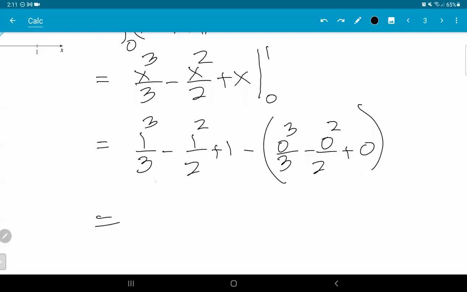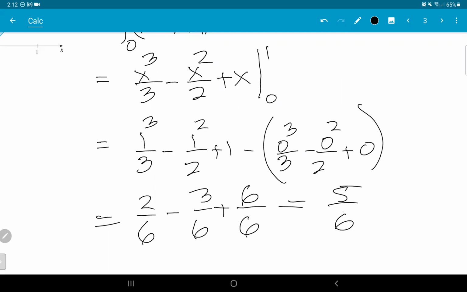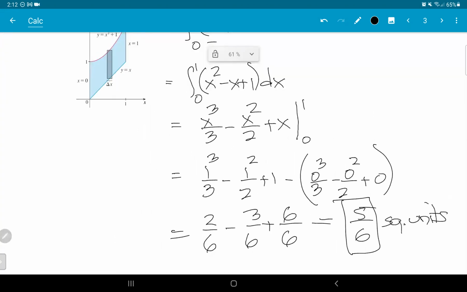We can write this as 2/6 minus 3/6 plus 6/6. So we have 5/6 square units. Or you can use your calculator to simplify that for you. And then encircle or box your final answer. So this is 5/6 square units, without using a ruler or approximation or whatever measuring device to get the area. Use calculus.